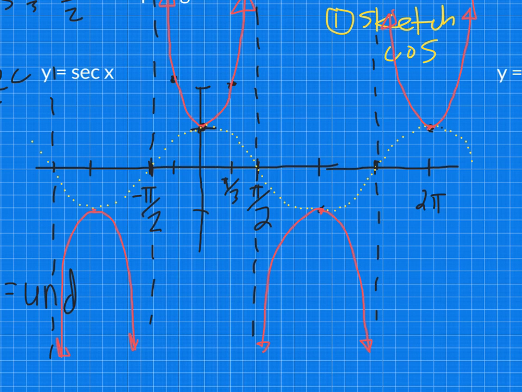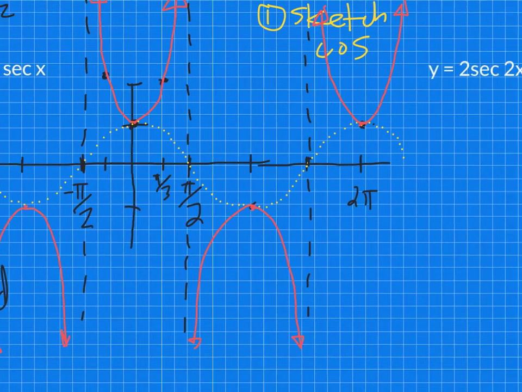Okay, now that's the quick and nice, easy way to do it. The long way is, of course, making a chart. You would have to make tons of different charts to plot all of these points. So, sketch the cosine. Wherever the cosine crosses the x-axis, you have an asymptote. And from the maxes and the mins is where you have your parabola.